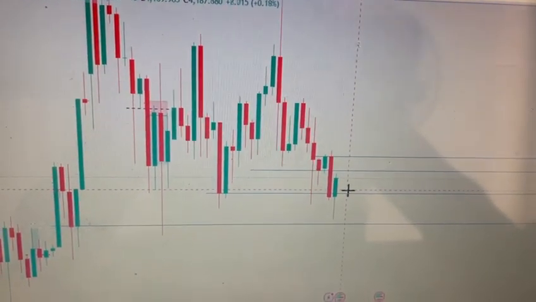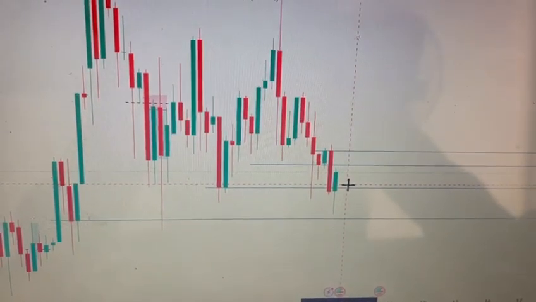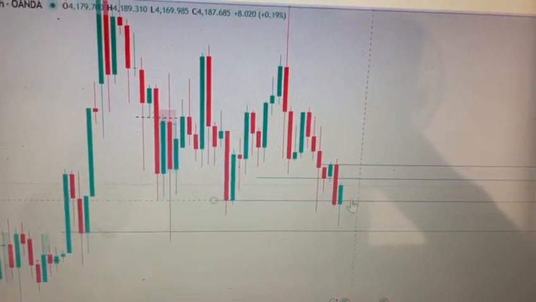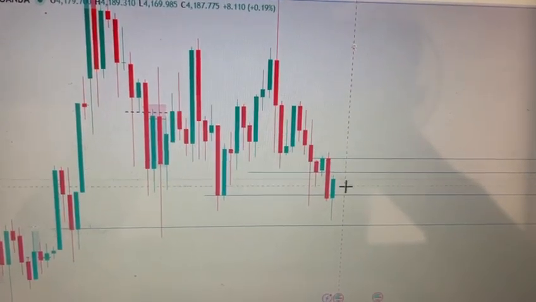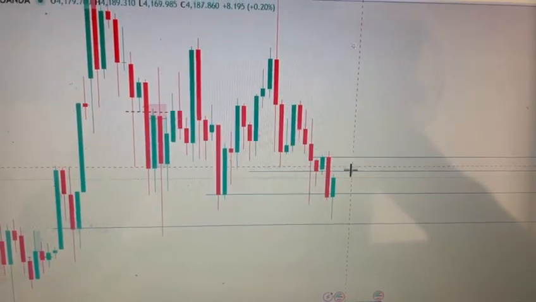Make sure the candle has closed in your direction so that you don't get trapped. If you are taking a sell, make sure you are waiting for a bearish candle. If you are taking a buy, make sure you are waiting for what? A bullish candle. Then you execute.